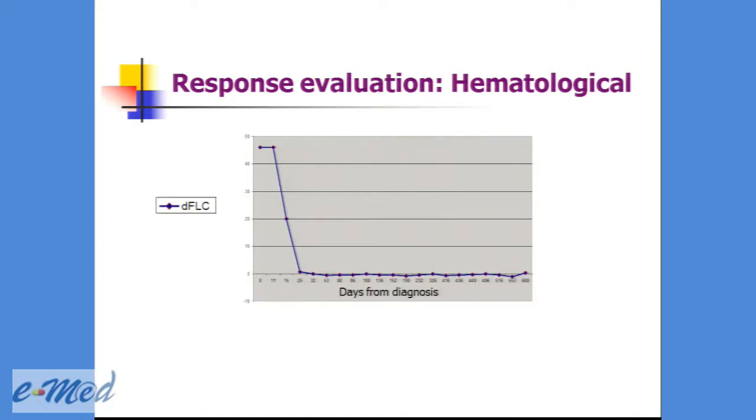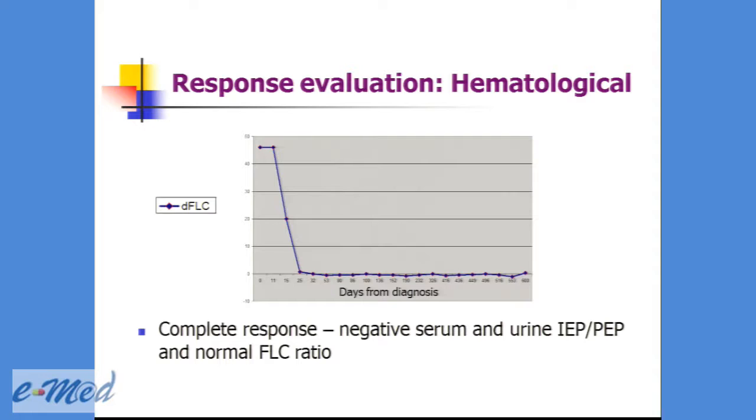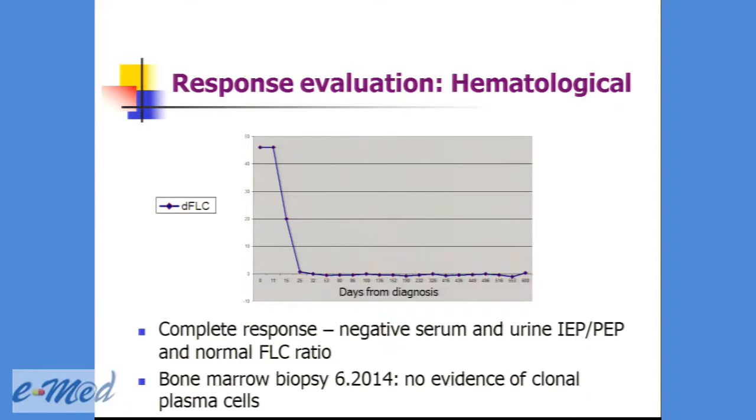Now, this is his response, which was quite remarkable. This is the difference in the FLC. You can see that it was a rapid response. I mean, in 25 days, the difference was eliminated totally, and maintained itself throughout his follow-up, reaching 600 days with a normal dFLC. So our patient actually is in complete response, also confirmed by his bone marrow biopsy that shows no evidence of clonal plasma cells.